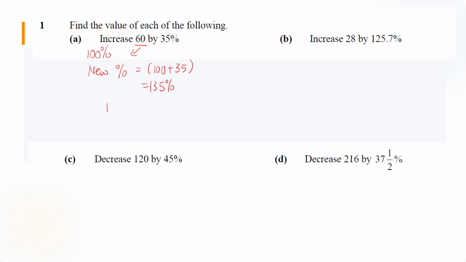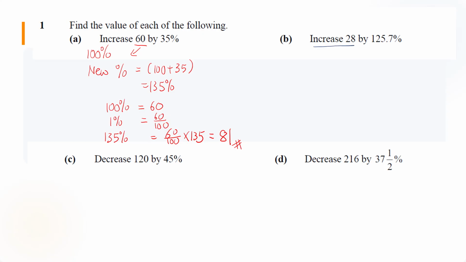All right, so 100% represents 60. So we can find 1% first by dividing by 100 on both sides to get 60 over 100. And 135% will be 60 over 100 times 135. And that will be 81. So when you increase the number 60 by 35%, the new number that we have here is 81. Right, let's look at the next question.